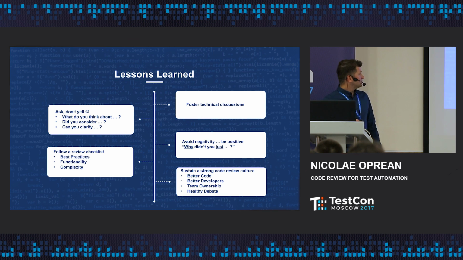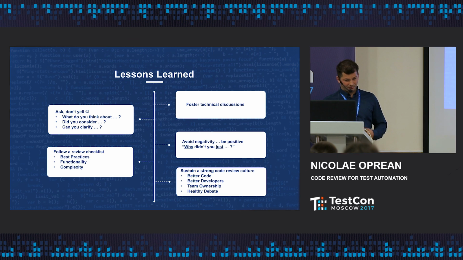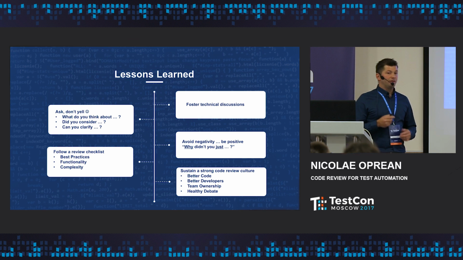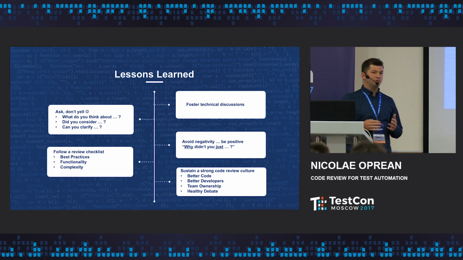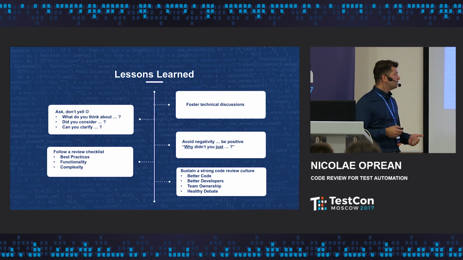What to review? So best practices, so naming, style conventions, curly braces, indentations, semicolons, and so on. Try to review the functionality, and then try to review the complexity. Follow the single responsibility principle. And try to sustain a strong code review culture, because that will bring you better code, better developers, team ownership, and healthy debate.